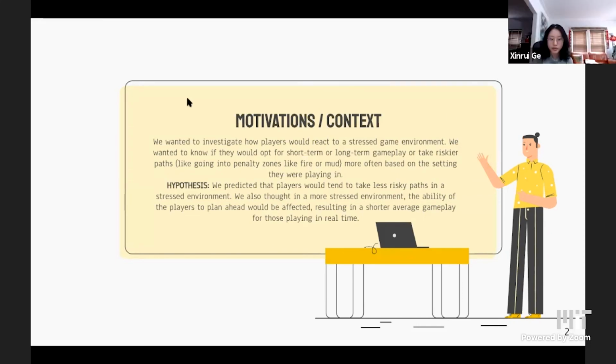So for our project, we wanted to investigate how players would react to a stressed game environment where zombies could move around and potentially turn pedestrians into zombies. We wanted to know if players would opt for short-term or long-term gameplay, or if they would take riskier paths like going into penalty zones such as fire or mud more often based on the setting they were playing in. As a group, we predicted that players would tend to take less risky paths in a stressed environment. We also thought that in a more stressed environment, the ability of the players to plan ahead would be hindered, resulting in a shorter average gameplay for those playing in real time.